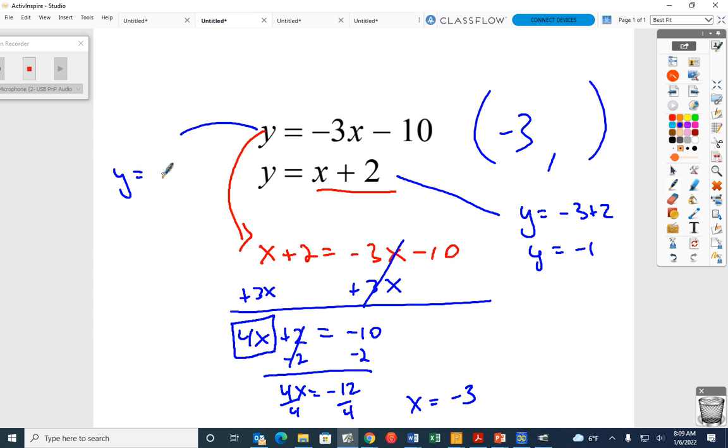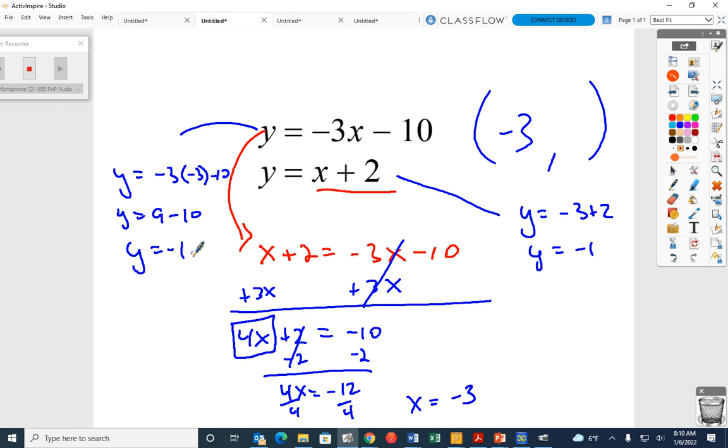y equals negative 3. Instead of x, we're going to have negative 3 minus 10. Well, what's negative 3 times negative 3? 9. Minus 10 gives us what? Negative 1. So does it matter which one we plug it into? No. You can plug it into either one.